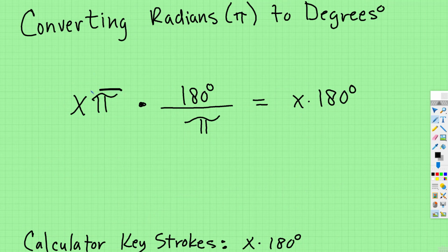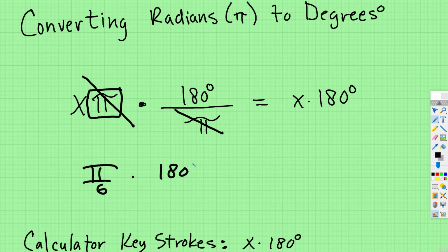Okay, so now let's look at converting radians to degrees. Well, now we want pi to cancel because we want it to be in degrees. So you have to put pi in the denominator. Then the pi's cancel. So let's say we had pi over 6 times 180 degrees over pi. Notice these two things now swapped. Since we're now converting radians to degrees, we multiply it by 180 degrees over pi.